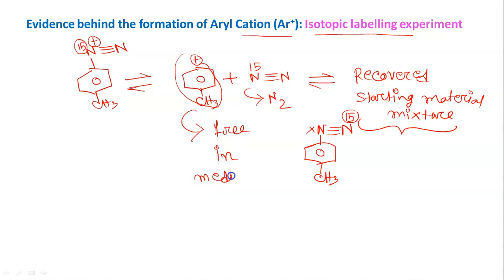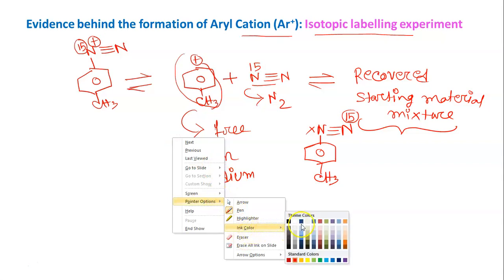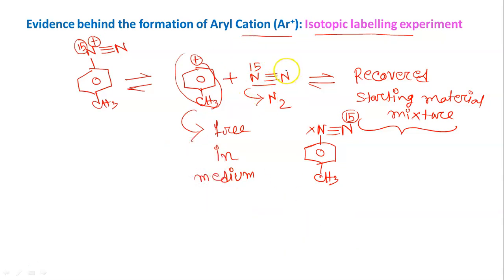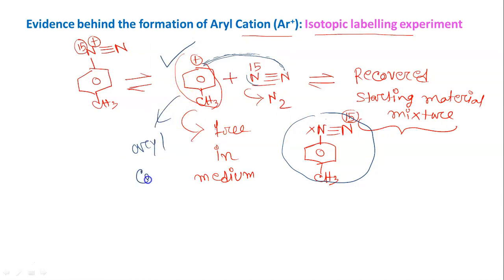Then only is it possible that this nitrogen will again attack this aryl cation, and now the attachment will be through this nitrogen. So now this will be the connection point, not this. So this is possible, that is, if you can somehow isolate this molecule, it will prove the presence of this aryl cation. So this is the evidence behind the formation of this aryl cation by isotopic labeling experiment. Okay.